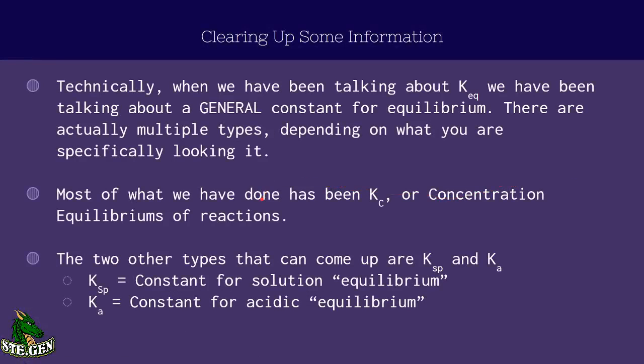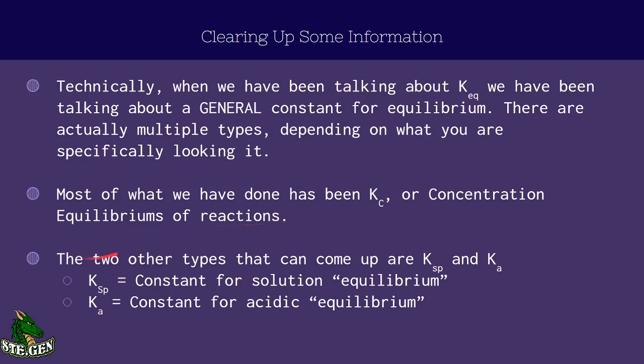So technically, we've been talking about KEQ. That's actually a general constant for equilibrium. In fact, usually what we would have been using, and what a lot of places seem to be using now that I've done more research on it, is Kc. KEQ is what I've learned, and KEQ is what a lot of other places used when I was in college. But Kc is actually a specific version. That's concentration equilibriums. It's whenever you're just changing the concentration of reactants and products as something progresses.